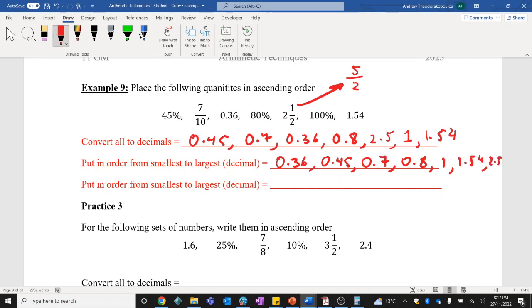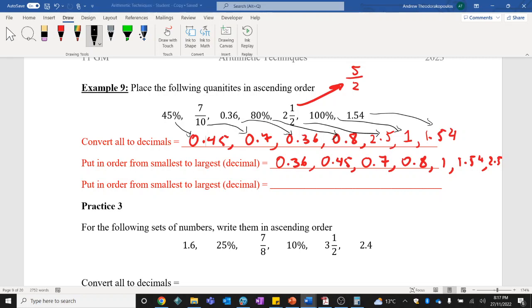So the question is to order these from smallest to largest. So let's just see, this matches up with this. This matches up with this, with this. If only I was a bit neater, this might make a bit more sense, but hopefully you understand the general idea of what we're doing. Converting it to a decimal first, changing the order of the decimals.